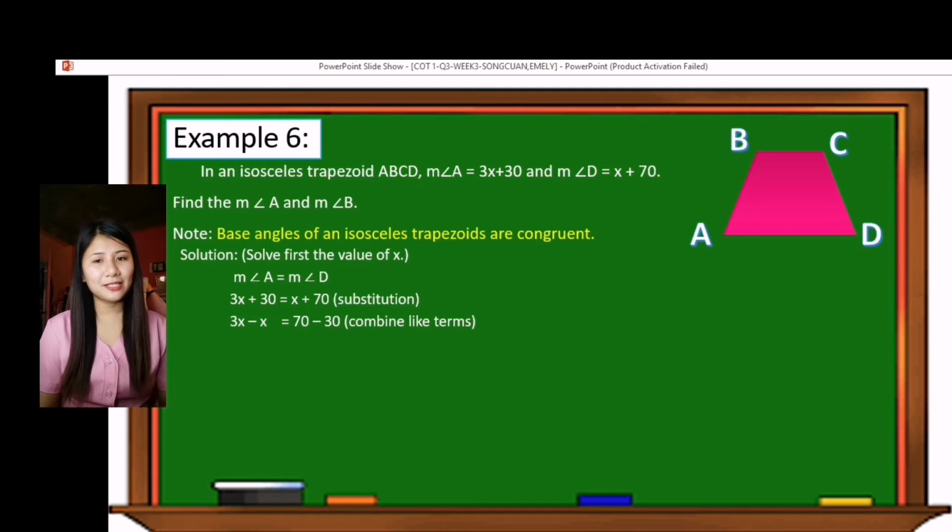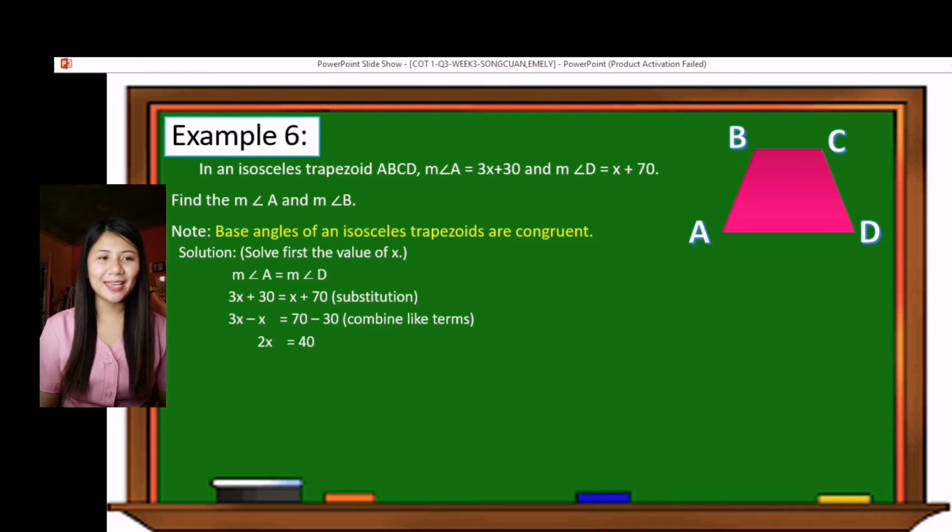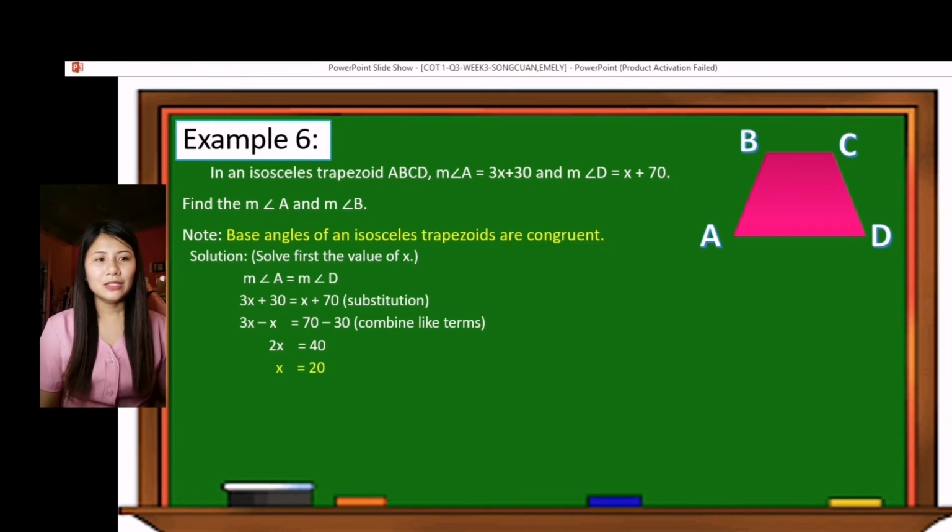So 3x minus x is equal to 2x, correct? So 70 minus 30, that is equal to 40. So 2x is equal to 40. Next is we're going to divide both sides by 2. So this will become x. So 40 divided by 2, that is equal to 20. So the value of our x here is equal to 20.